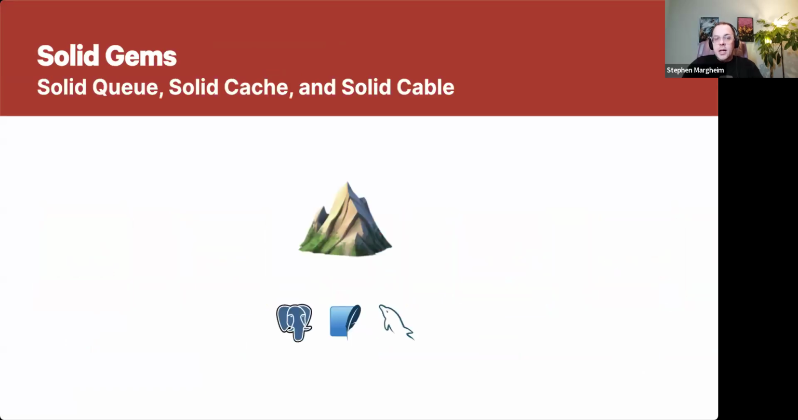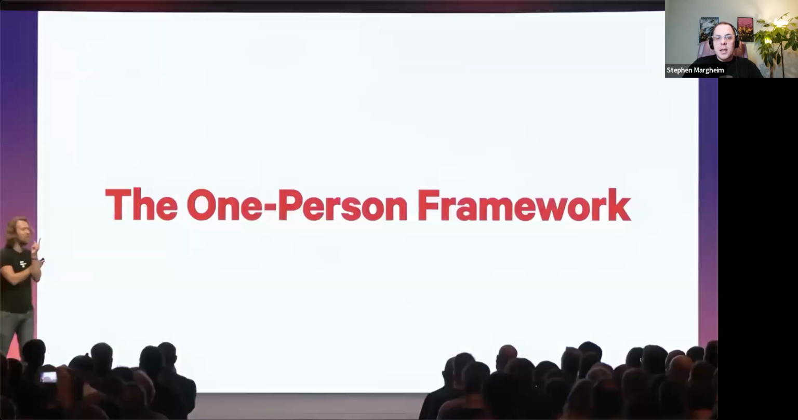Now, of course, the solid gems offer database-backed but database-agnostic adapters for Active Job, Active Support cache, and Action Cable. So you can use MySQL, you can use Postgres, but what I'm interested in is the power that unlocks for working with SQLite. And specifically, I'm interested in SQLite as a database engine because I think it pairs so nicely with the philosophy of Rails as a one-person framework.